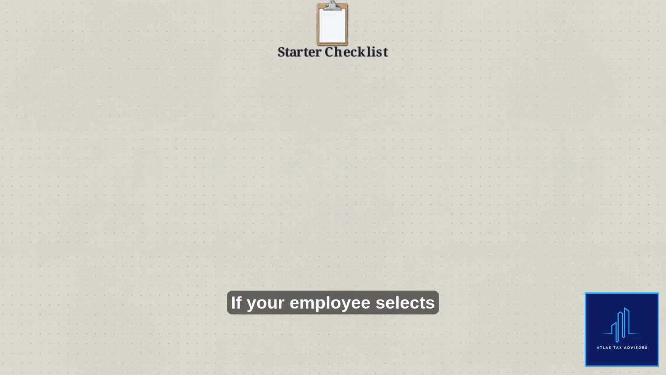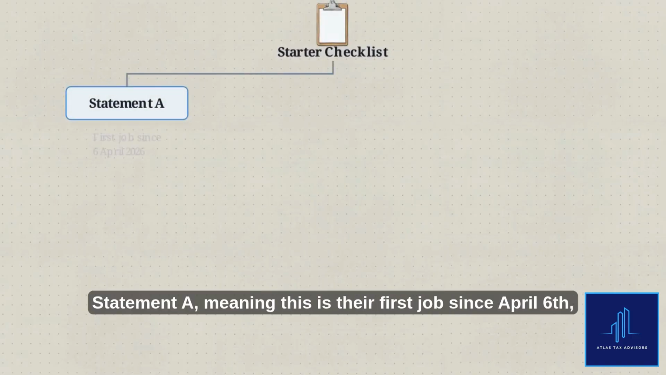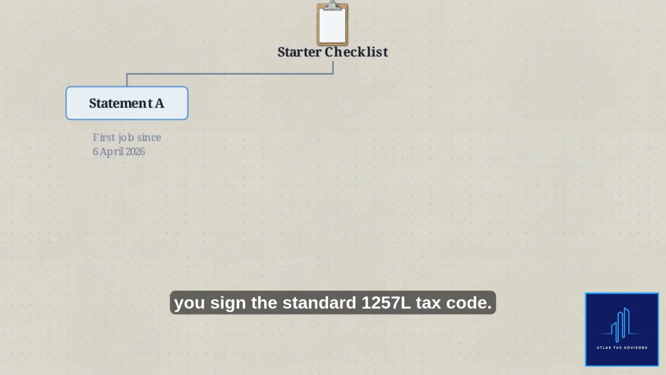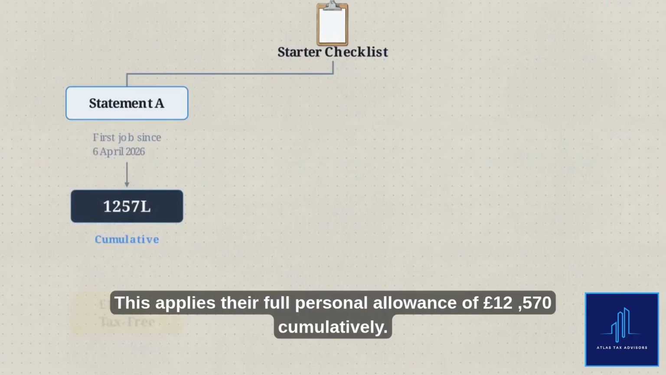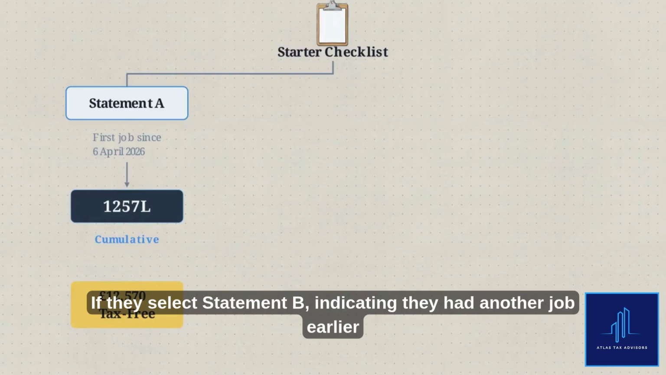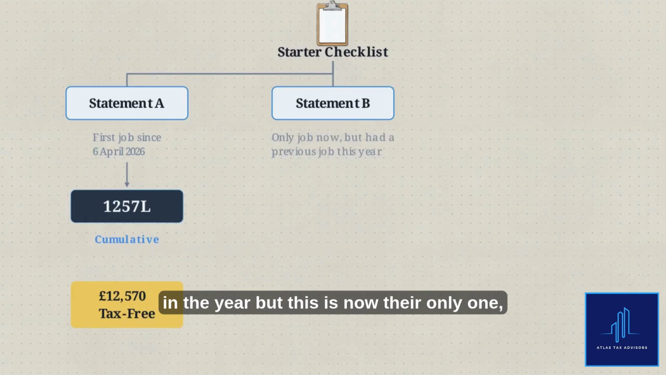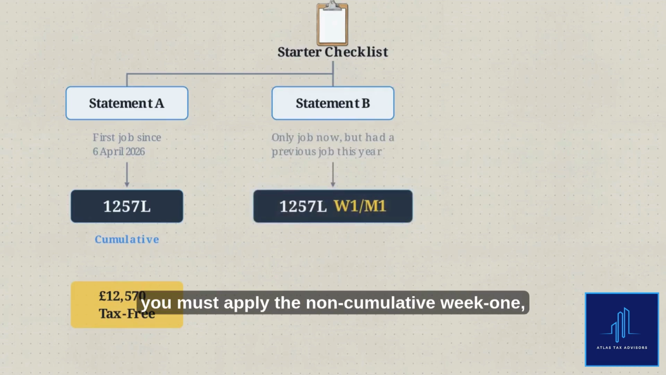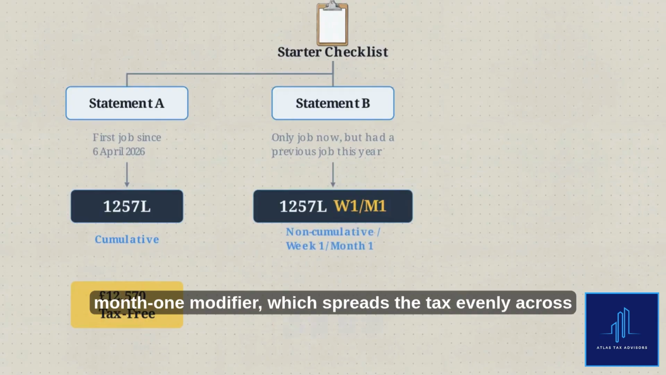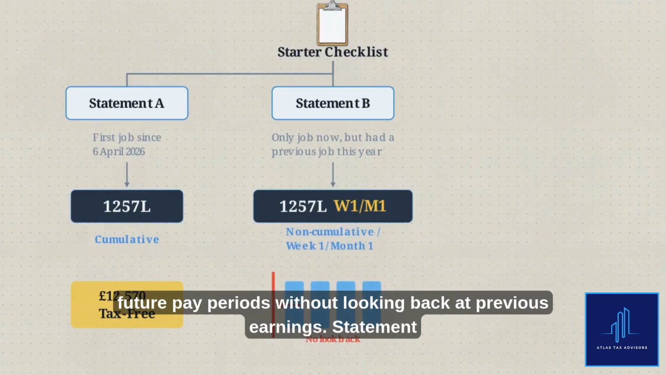If your employee selects Statement A, meaning this is their first job since April 6th, you assign the standard 1257L tax code. This applies their full personal allowance of £12,570 cumulatively. If they select Statement B, indicating they had another job earlier in the year, but this is now their only one, they receive the 1257L code. However, you must apply the non-cumulative Week 1, Month 1 modifier, which spreads the tax evenly across future pay periods without looking back at previous earnings.